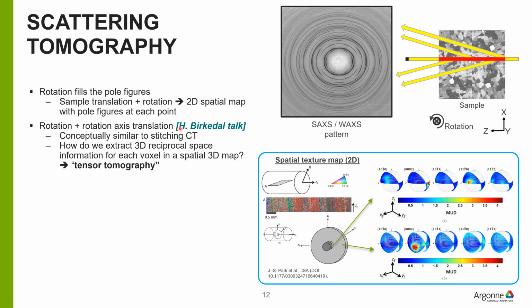This has been a very interesting topic in development over the years, including works by John Almer and Stu Stock at APS, and also a lot of work going on in Europe with ESRF and other facilities. We've invited Henning Poulsen from Aarhus University to talk about this very interesting topic and how we extract 3D reciprocal space information for each voxel in a spatial 3D map, what's sometimes called tensor tomography. So I'm very excited to hear his take on his work and this field.